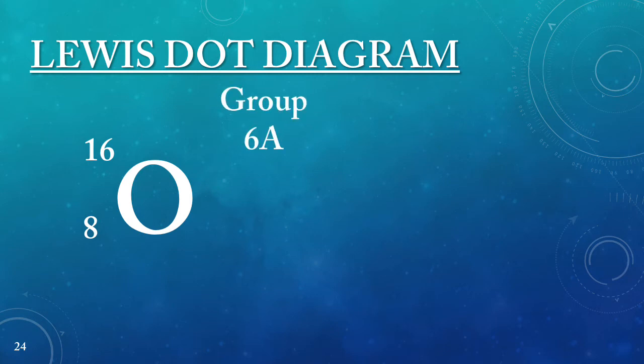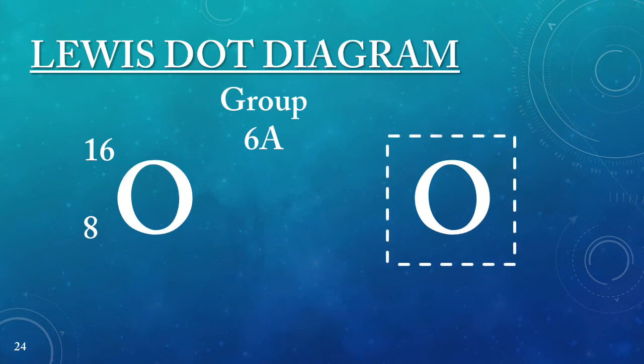We haven't seen oxygen lately. So this is in group 6A, so it's going to have 6 valence electrons. There's our O for oxygen. There's our box. Here's our clock.